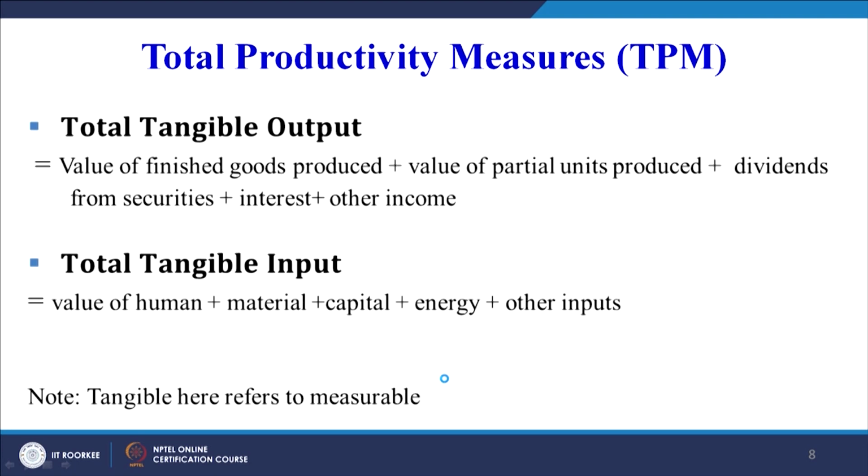Then the total tangible input, that may be in terms of the human resources, in terms of the material that has gone into producing that product, in terms of energy, in terms of the capital, which can be maybe working capital or maybe capital linked with the material procurement. So all kinds of capital as an input, and then plus the miscellaneous inputs. So you have a combination of inputs here and a tangible output. So the ratio of these will give you a total productivity measure.